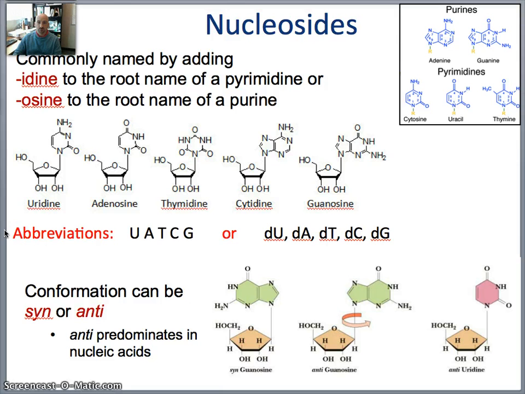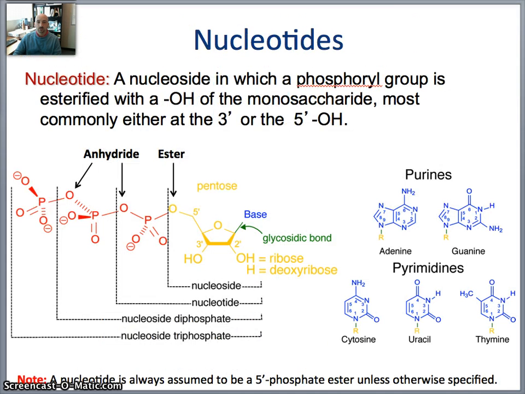All right, next we have nucleotides. A nucleotide basically means we have a nucleoside attached to some kind of phosphate. We have a phosphoryl group that's esterified to the hydroxyl of the monosaccharide. Most commonly we see this at the 3' or the 5' hydroxyl group. In our figure here in yellow, we have a ribose ring. We number those carbons 1', 2', 3', 4', and 5'.